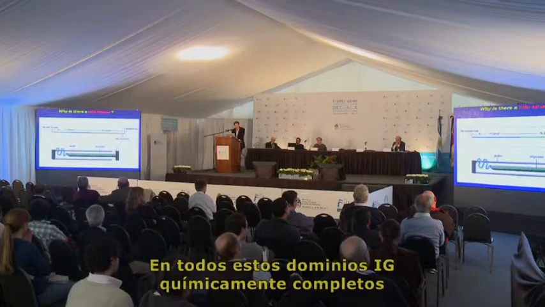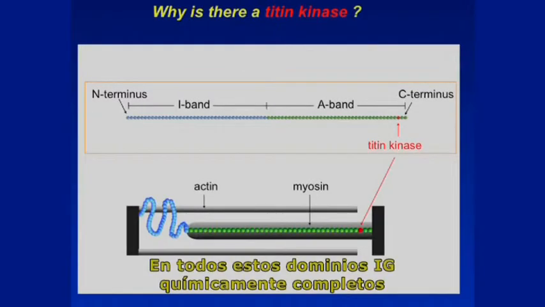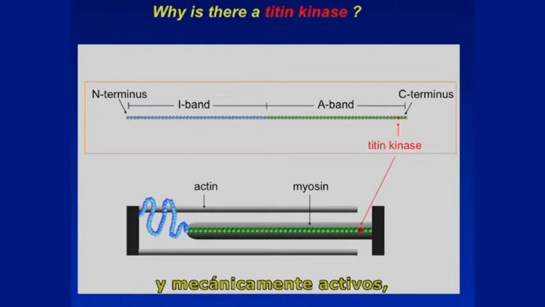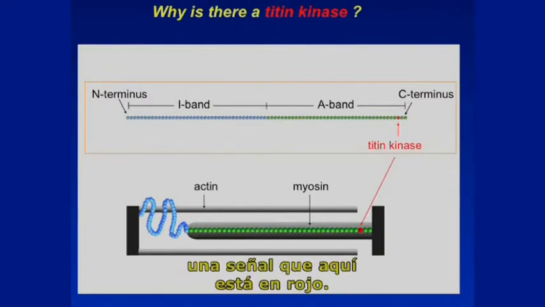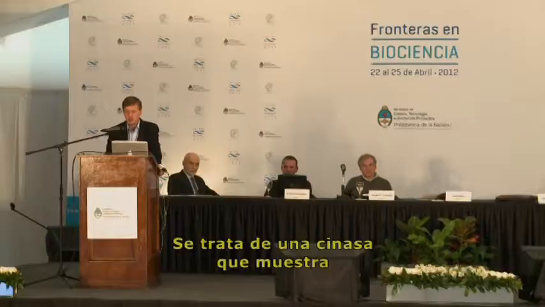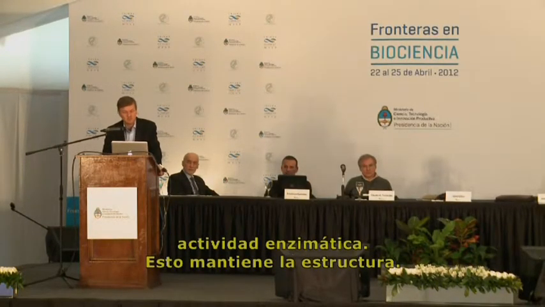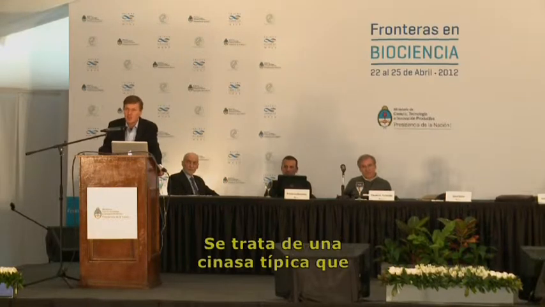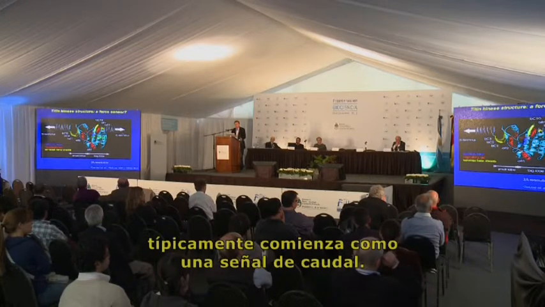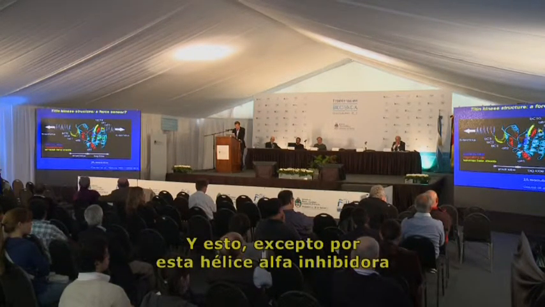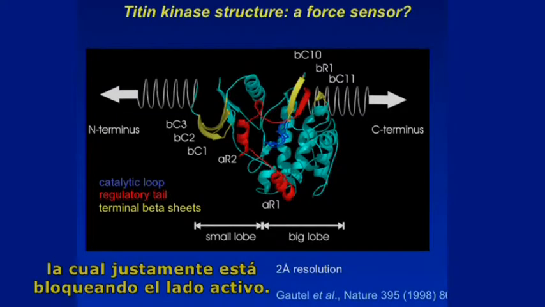Now, in all these chemically completely inert and mechanically active Ig domains here, Matthias Gautel discovered one single one, the red one here, which is a kinase, so which shows enzymatic activity. And he solved the structure, and it turns out it's a typical kinase, the task of which is to phosphorylate a substrate, which is just typically the start of a signal cascade. And this, except for this inhibitory alpha helix, which is right blocking the active site here.